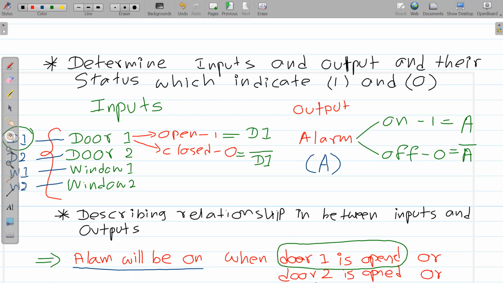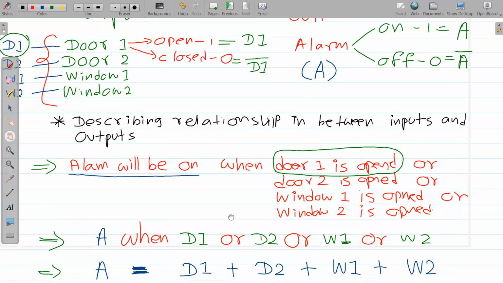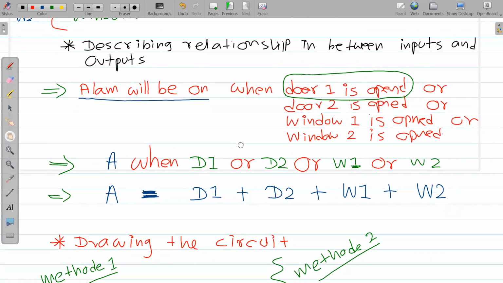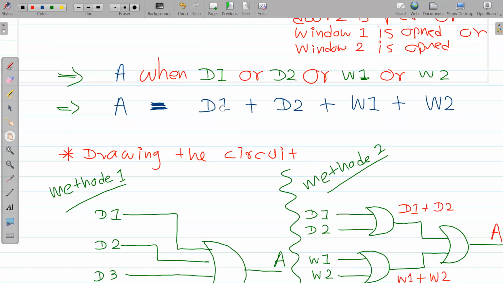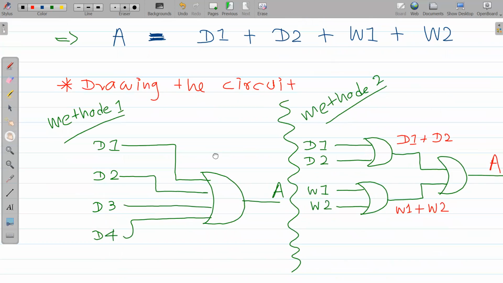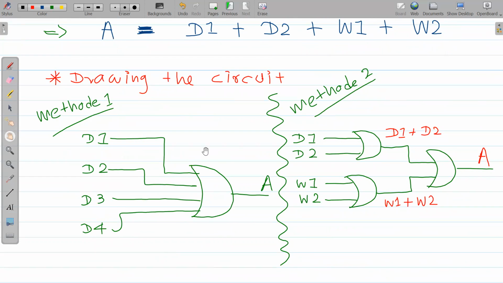All right, and then we describe the relationship between inputs and outputs, which simply says how the output is handled by the inputs. Then we convert that description into the form of variables. Then, with the help of the variables, we draw the circuit. Simple as that.